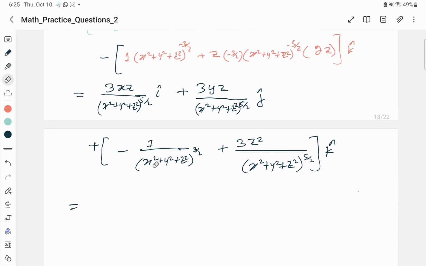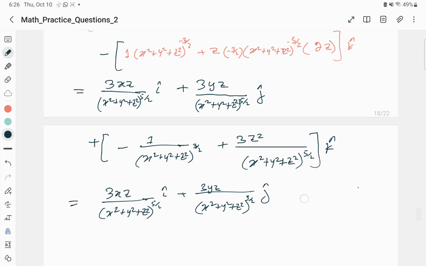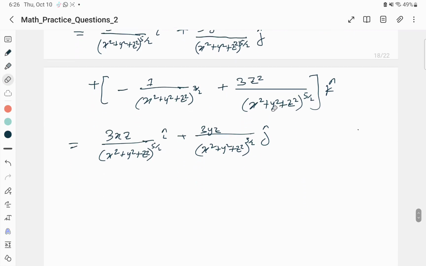Now we further simplify this last expression of the k component, but first two expressions will remain as they are: 3xz over x square plus y square plus z square to power 5 by 2 i component plus 3yz divided by x square plus y square plus z square to power 5 by 2 j component. And the last one, if I make the denominator same, I mean this is power 5 by 2 and this is power 3 by 2. If this is multiplied with x square plus y square plus z square to power 1, this will also become power 5 by 2, and over here it will become x square plus y square plus z square.